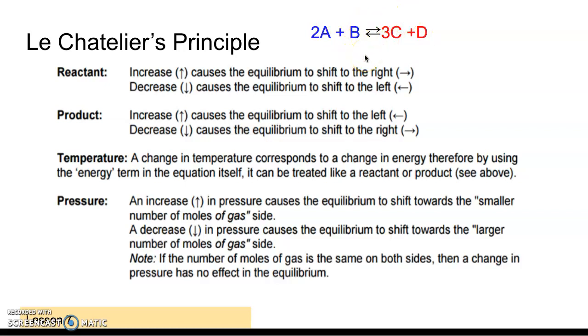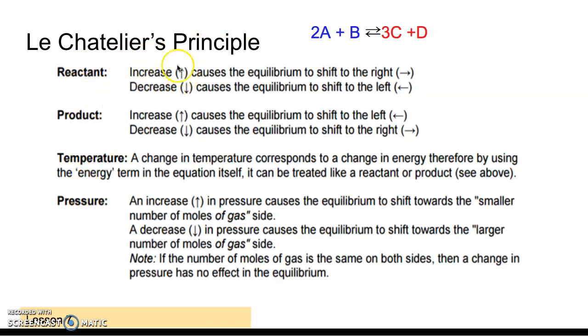What happens if I increase the amount of A? What happens if I increase the amount of C? What happens if I remove B? This principle tells you what's going to happen. The way reactions in equilibrium behave is that they'll shift to the right or to the left in order to reestablish equilibrium. Here's the set of rules.